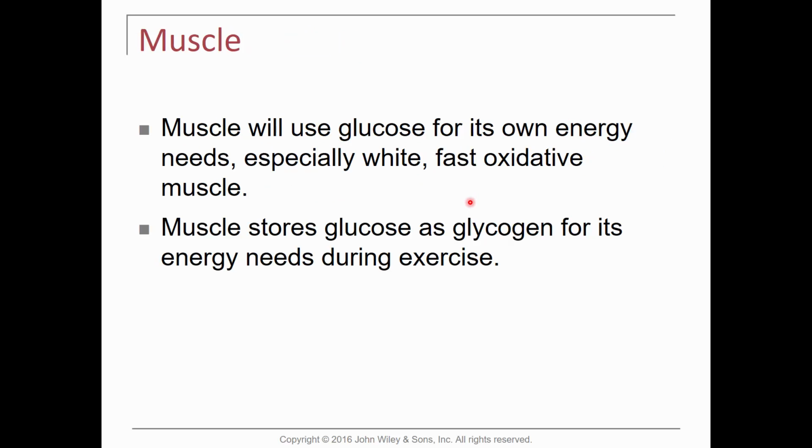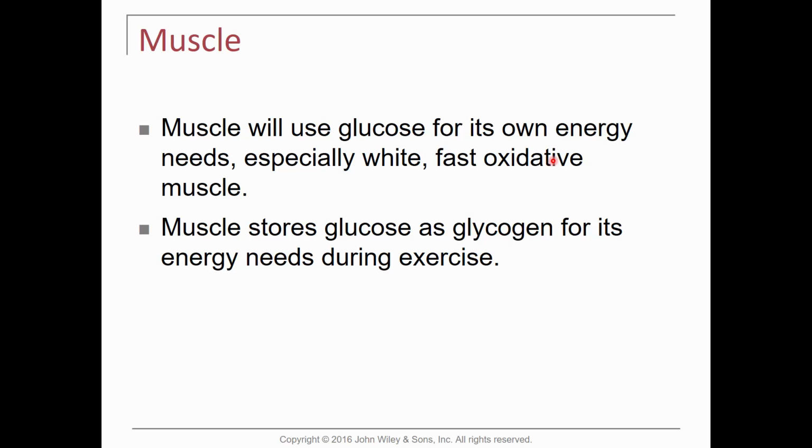Okay, so muscle will use glucose for its own energy needs, especially the white, fast glycolytic muscle. Some red muscle... oh shoot, what am I thinking of? I just realized I think I wanted this to be glycolytic. I'm going to have to change that in the presentation, even though I may not get it changed in the recording. So your fast twitch muscle really needs glucose, but you have some small red oxidative fibers.